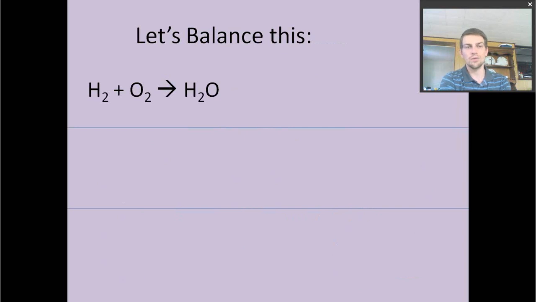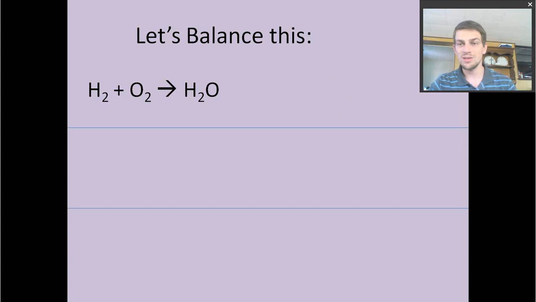So let's practice balancing another one. Here we are adding hydrogen, H2, plus oxygen, O2, and we're making H2O, which is just water. And hydrogen and oxygen are both diatomic elements as well, so they like to do the buddy system, where when you have one hydrogen, you're going to have another hydrogen, and where you have one oxygen, you're going to have it bonded to another oxygen. It's just the way that they like to exist.